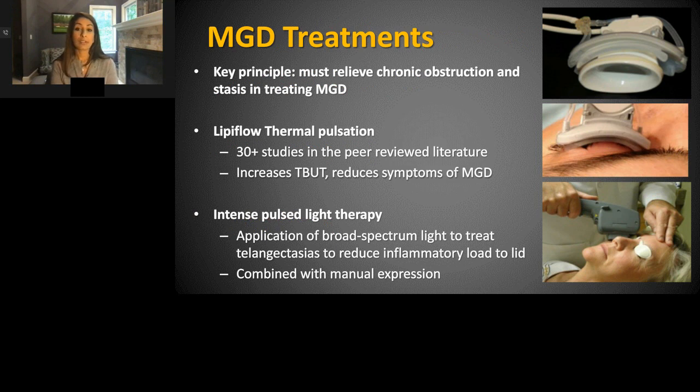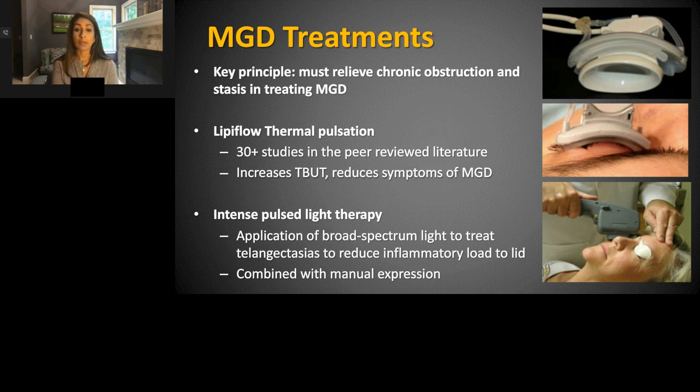MGD treatment. So there's a number of different treatments that are out there. One of the key principles of MGD treatment is that you have to relieve the chronic obstruction. So dysfunction at the level of the gland creates thick, more viscous oils, and that clogs the gland. We have a number of different treatments that are out there. I use LipiFlow thermal pulsation commonly. It has more than 30 peer-reviewed studies that all really confirm that it's an effective treatment to increase tear breakup time and reduce symptoms of MGD.